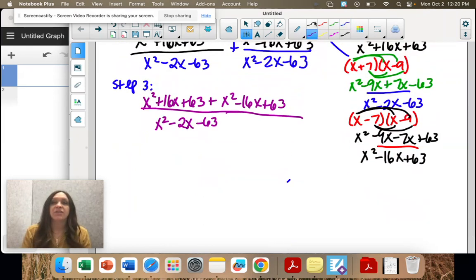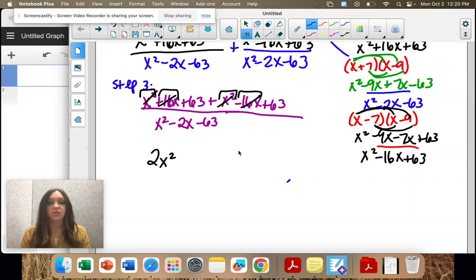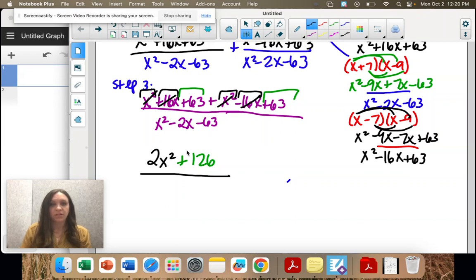So let's combine like terms. I have x squared plus x squared, 2x squared. 16x minus 16x is 0. Goes away. I'm not even going to write it. The last one, 63 plus 63 is 126. And then I'm going to have my common denominator.